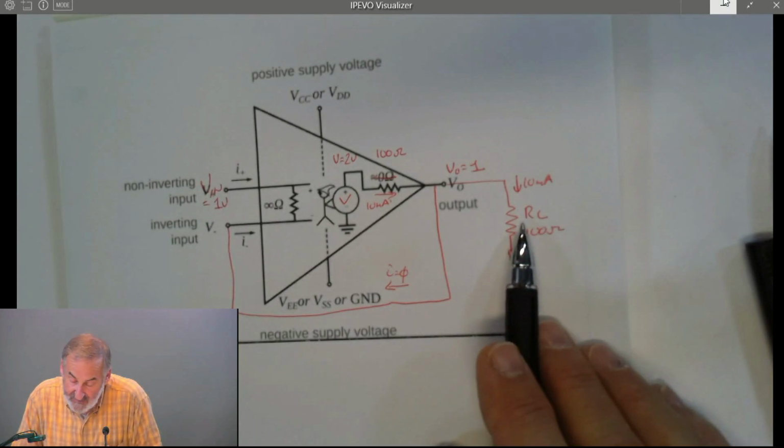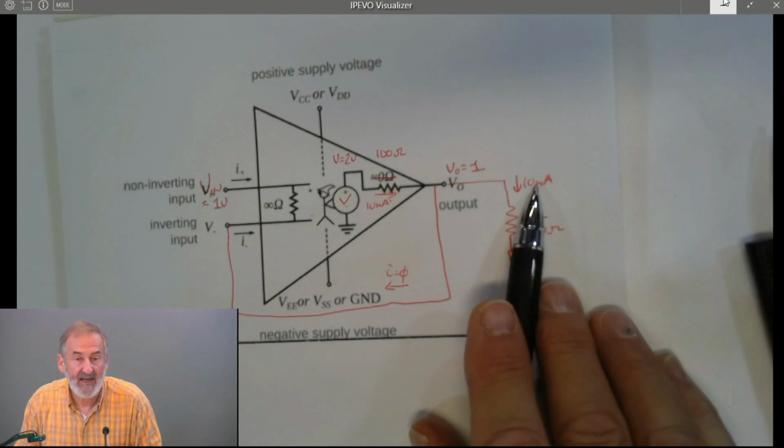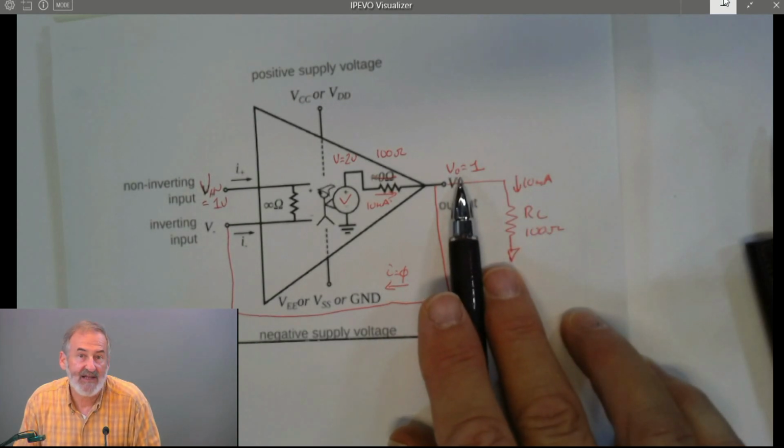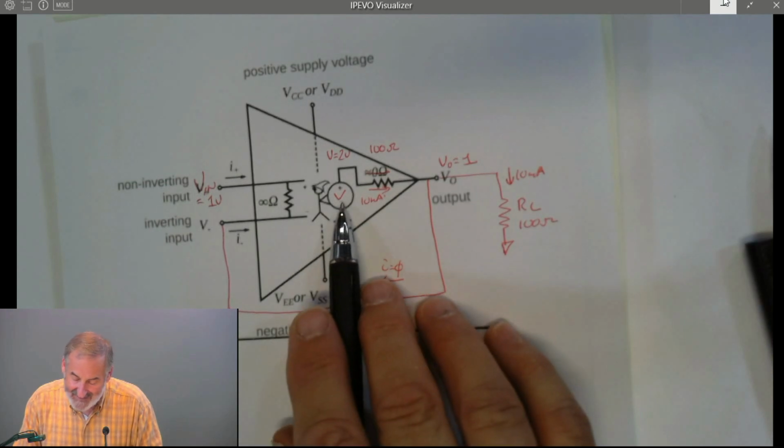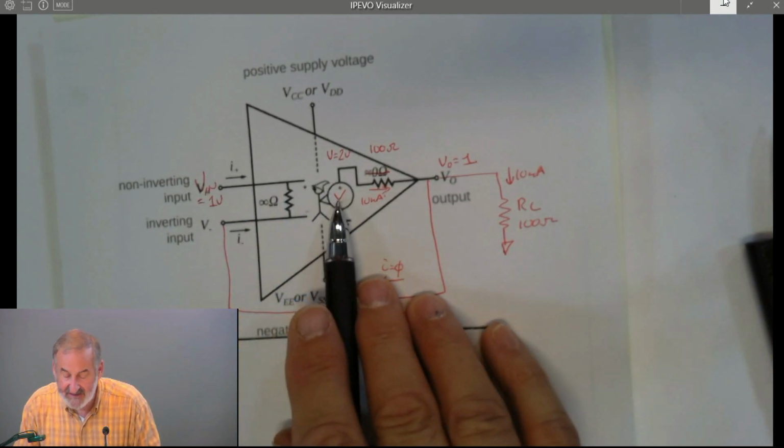Why do we have 0 output impedance? Because we went from no current, when we had no load, to 10 milliamps, and the output didn't change at all, and that's the definition of 0 output impedance. Now, in real life, this doesn't have infinite input impedance. There has to be infinite gain. A is not infinity. It's 200,000 in the LF411.